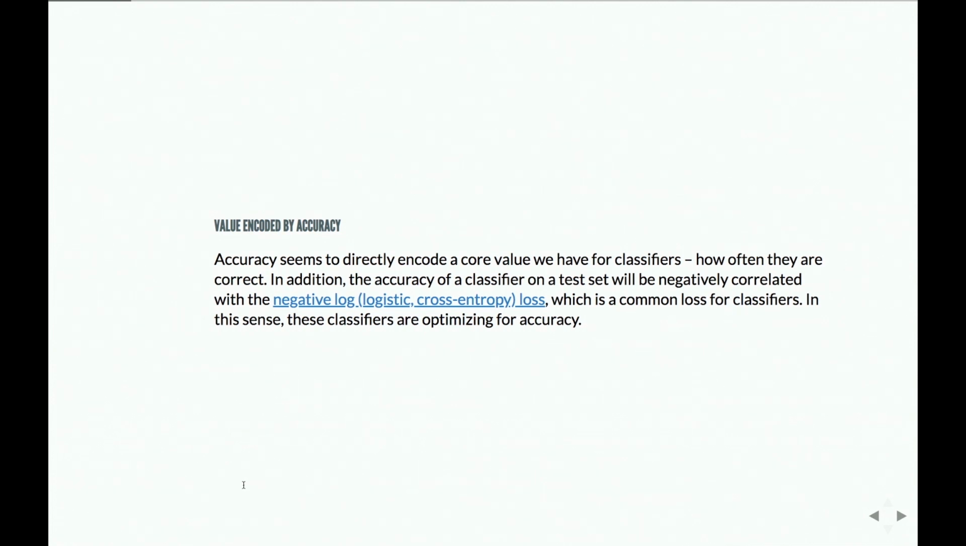And in addition, as I'll show you in a second, the accuracy of a classifier on a test set will be negatively correlated with the negative cross-entropy loss, which is a common loss for classifiers. So in that important sense, your classifier is probably optimizing accuracy, or rather an inverse value of accuracy. And that does make it a very natural fit. And I want to return to that when we think about how this is all interacting with hyperparameter tuning. But just keep in mind that even though we don't favor accuracy as the metric, it is what your classifier is doing, probably.